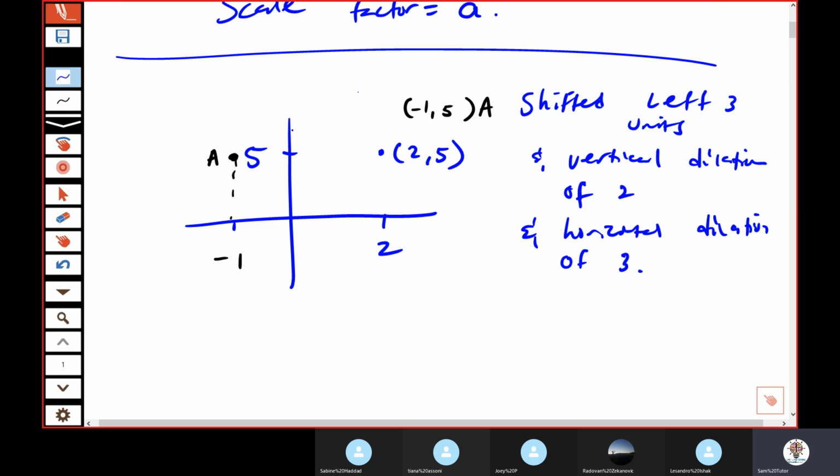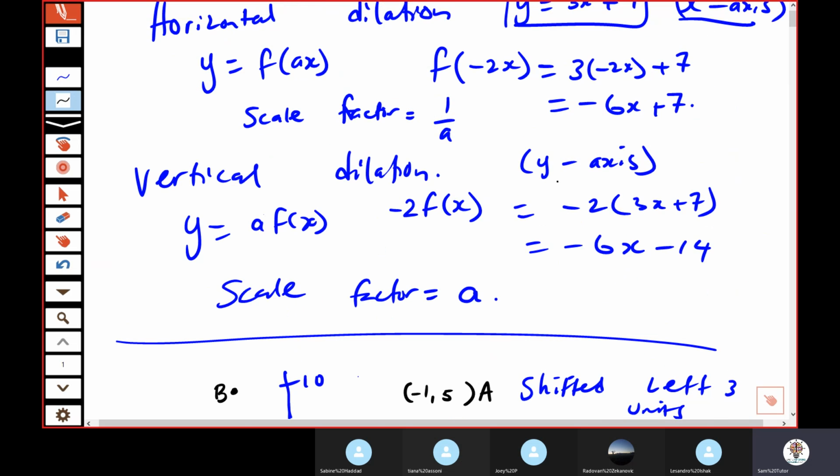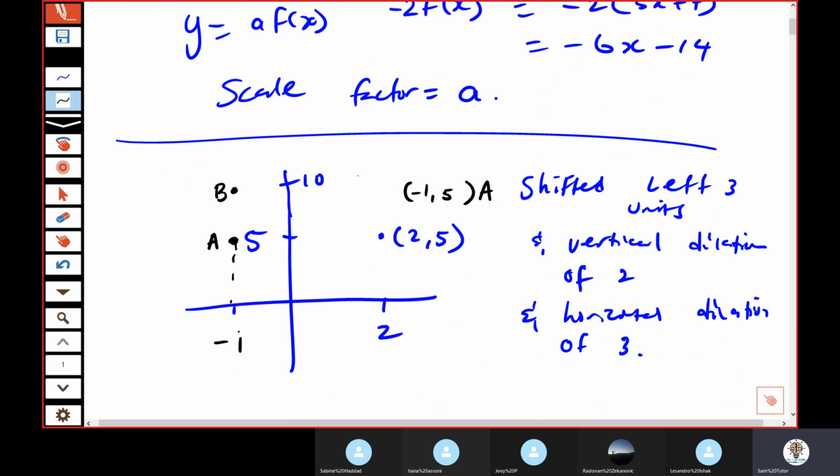Tiana, you think you get it? Yeah. What about you? Talk to us. You said it changes the y value. For vertical dilation, it changes the y value, correct. So that's why I didn't change the x value, it still stayed at -1. I multiplied the y value by 2.